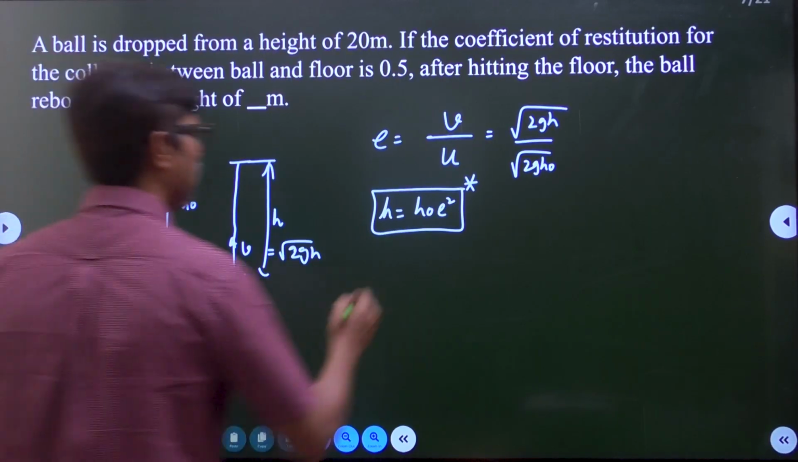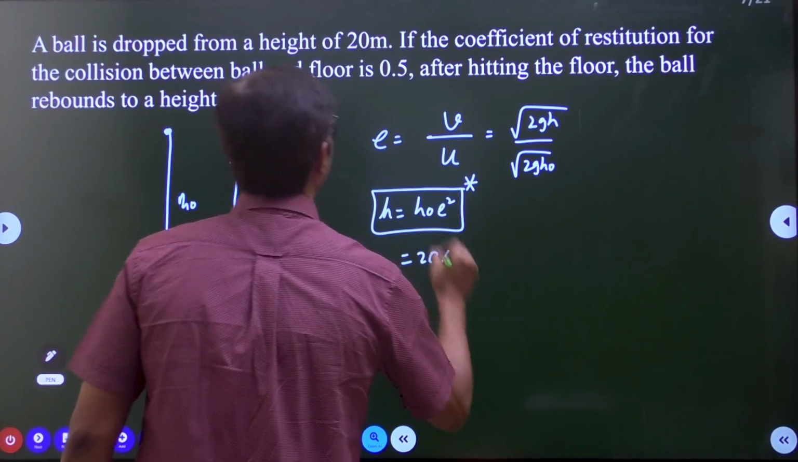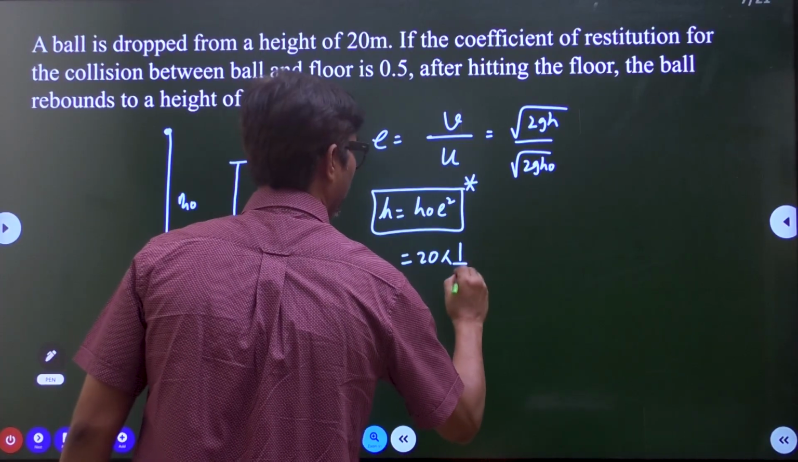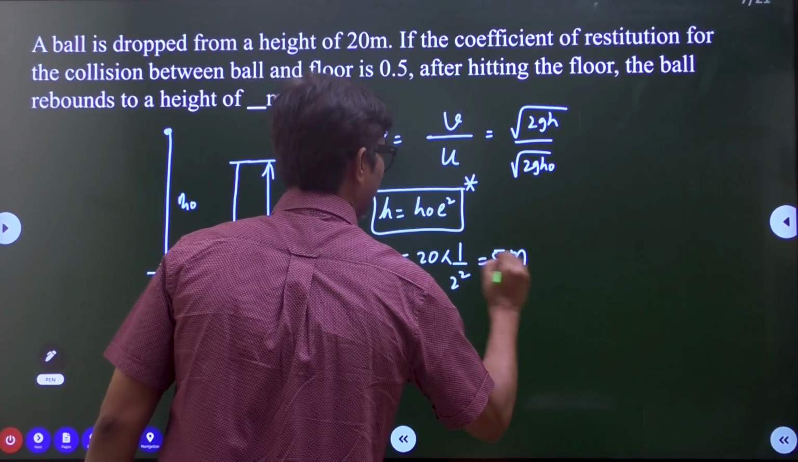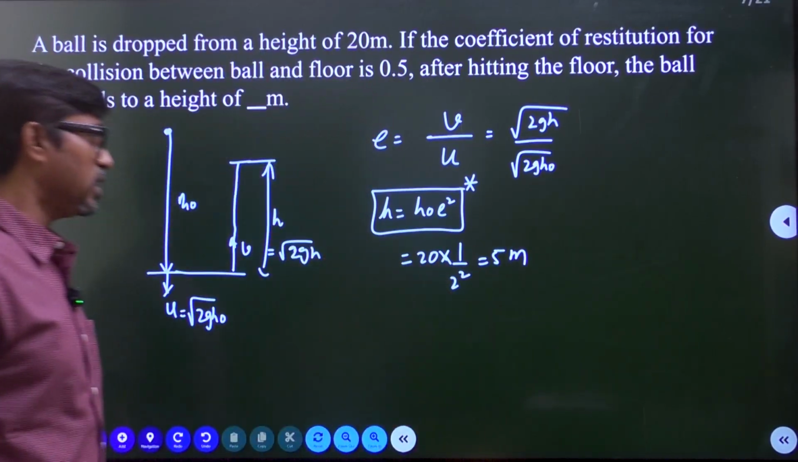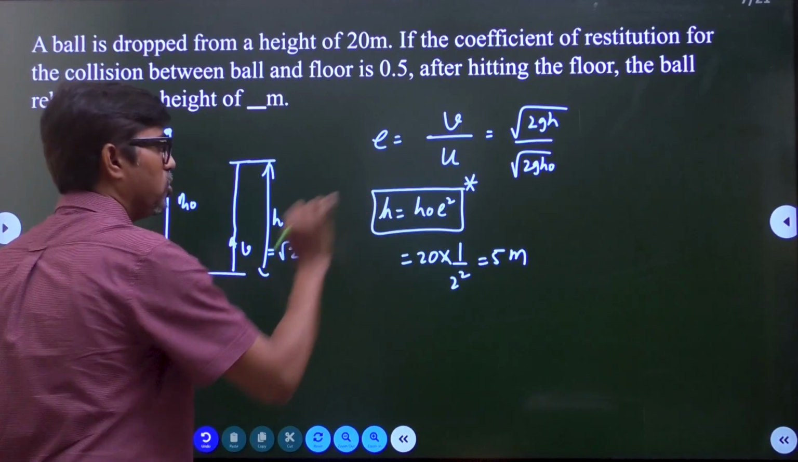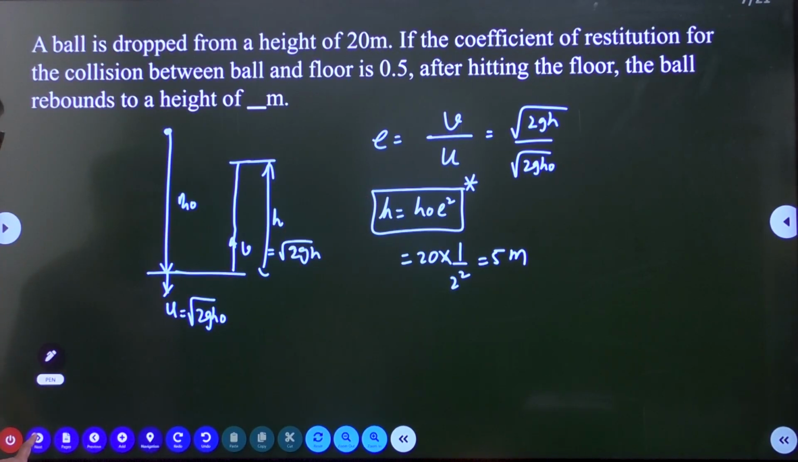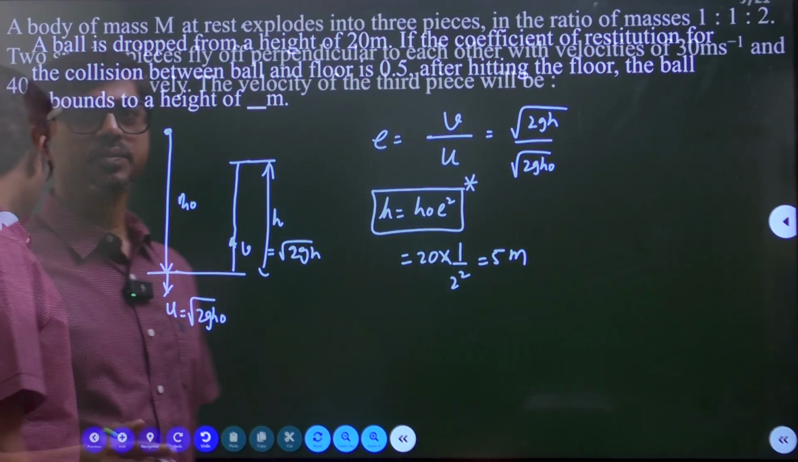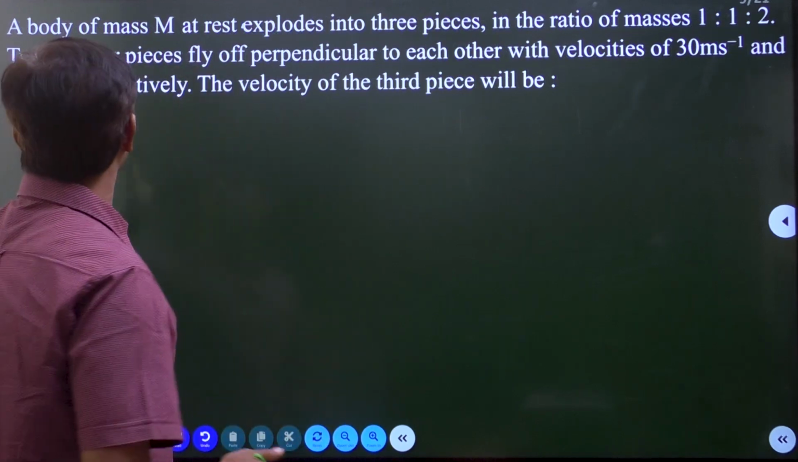Now you can substitute h naught is 20, e is 1 by 2. 1 by 2 squared, you will get 5 meters. Yeah, 5 meters is the answer. This is called Newton's law of restitution. Okay, very important model and simple. All right, then let's go to the next problem.